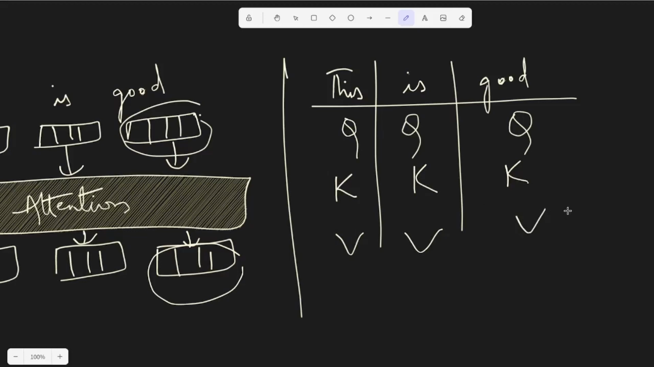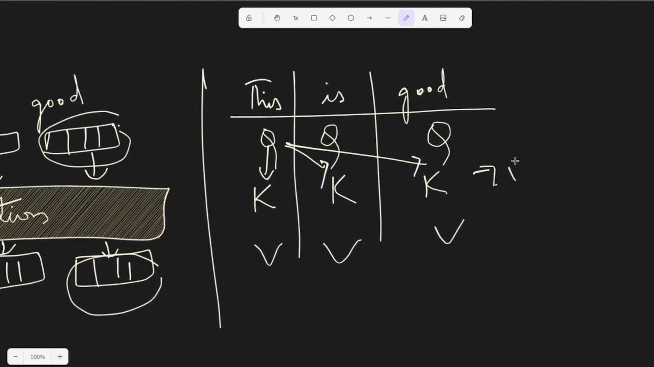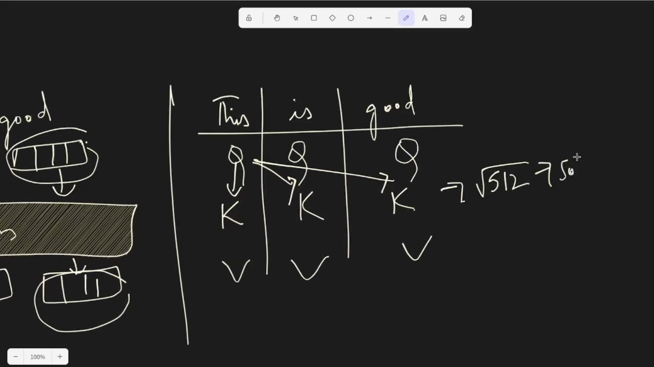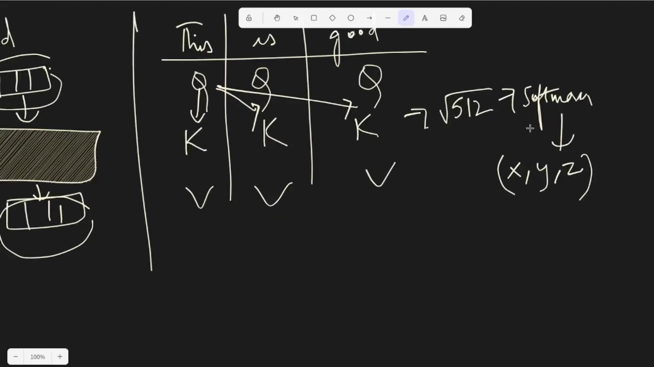Now you can watch the other video to know how we get to these query, key, and value vectors, but here what we do is take this query vector, multiply it with every other key vector, and then scale it with the root of the dimension. Consider 5 and 2 as the dimension of the vector right now, and then we pass it through a softmax function, and we end up with 3 probabilities that add up to 1.